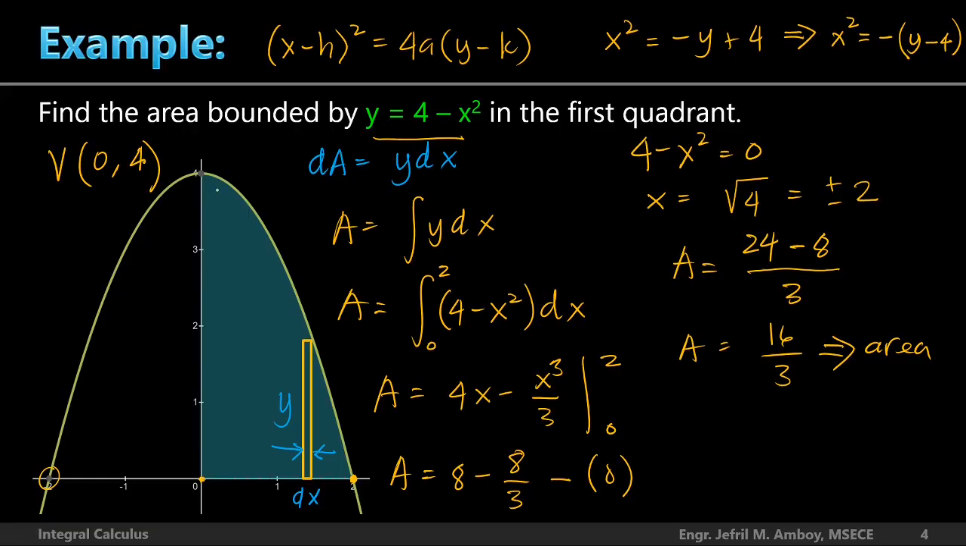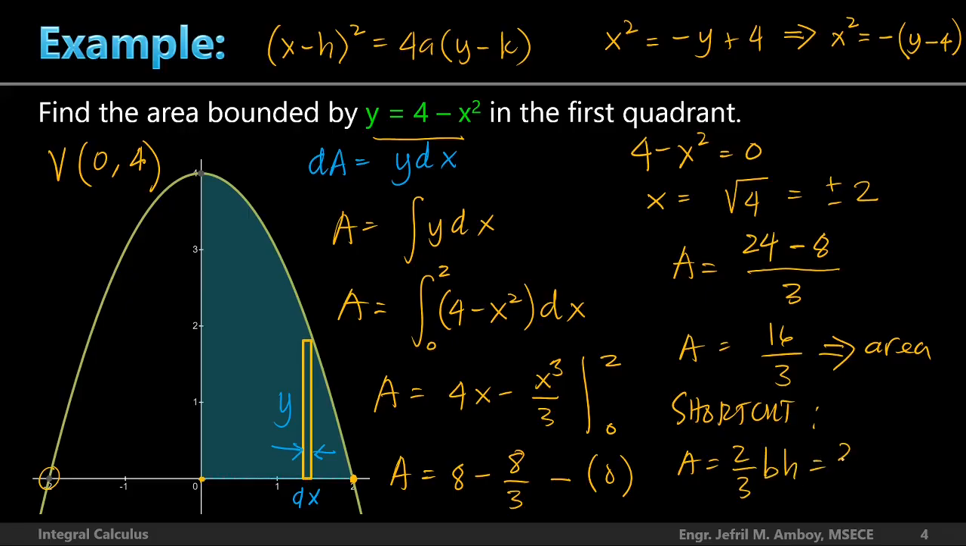Actually, there is a shortcut for finding the area of a parabolic segment. For your information, this green region is called a parabolic segment. And the shortcut formula for the area of a parabolic segment is 2/3 BH. Okay, let us see.